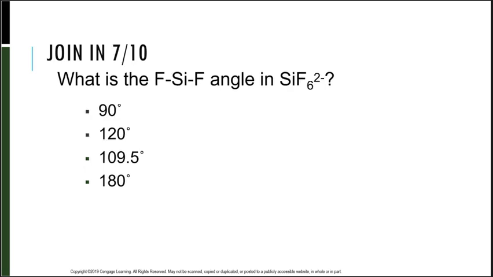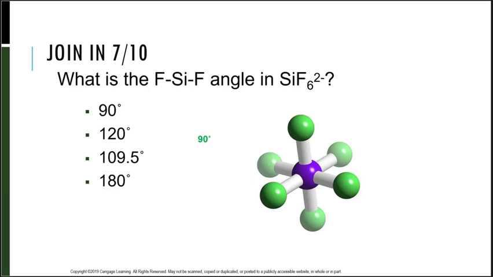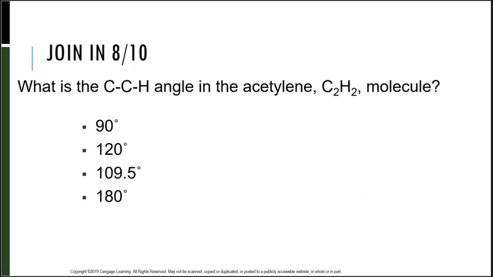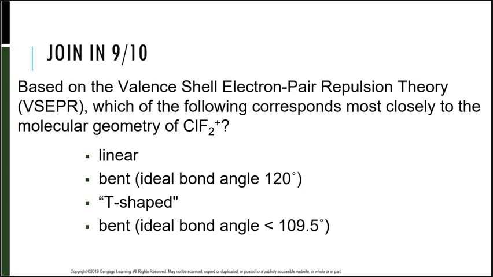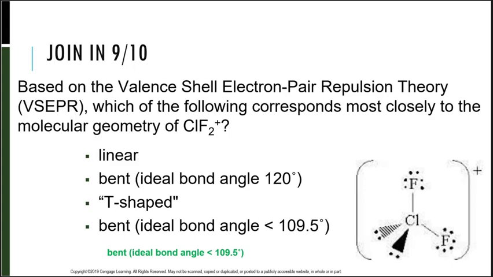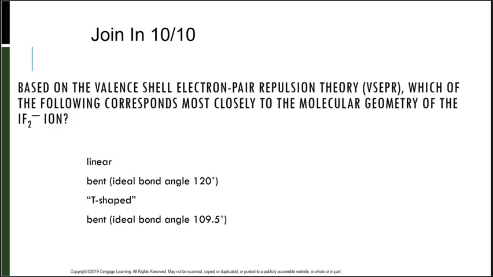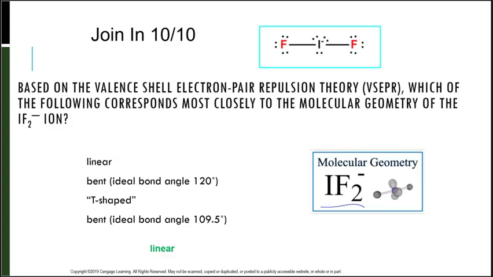Would be 180 degrees. This would be 90 degrees at an octahedral shape. This would be 180 degrees. ClF2+, its electron geometry would be tetrahedral, but those lone pairs, remember, that's not going to be a 109.5 angle because those are space hogs, so it's going to be bent but less than 109.5. It would be a linear compound. Hopefully this is what you got when you drew it out.